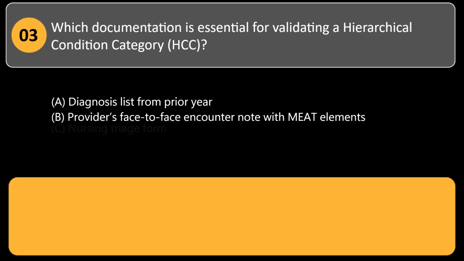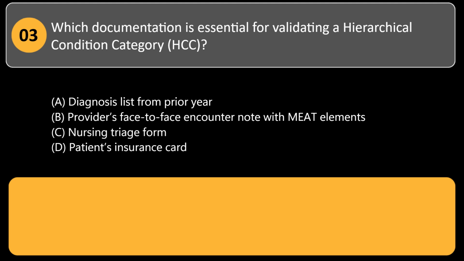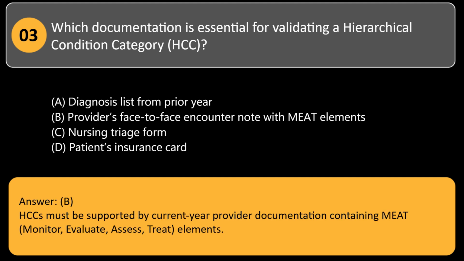Which documentation is essential for validating a hierarchical condition category, HCC? A. Diagnosis list from prior year. B. Provider's face-to-face encounter note with MEAT elements. C. Nursing triage form. D. Patient's insurance card. Answer B. HCCs must be supported by current year provider documentation containing monitor, evaluate, assess, treat elements.